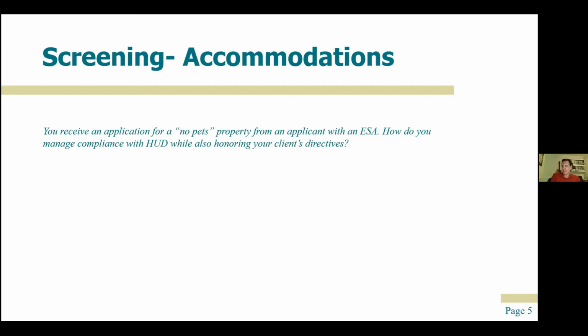Anything more about any other comments, questions about the liability we take on when we deal with ESAs and service animals as requests for accommodations? All right, seeing none. Yes, sorry. Yes. Hi, do you differentiate between service animals and emotional support animals?